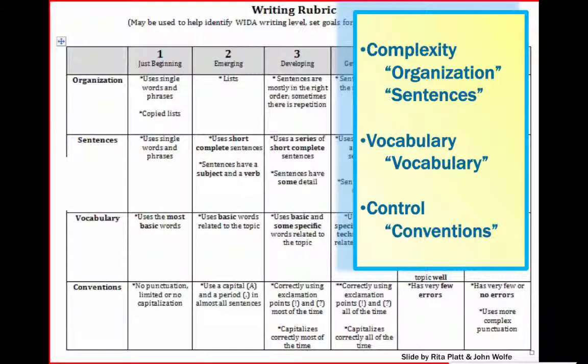What they liked about it is that it has vocabulary, it has complexity, but it separates out the complexity related to organization and complexity of sentences, and instead of using language control, they use the word conventions, but it has all of the same pieces. But for simplicity, a lot of times we still use the WIDA CBC rubric. It's easier, and the students can get used to that too. This was an adaptation that our 3-5 team created because they believed it was more student friendly.